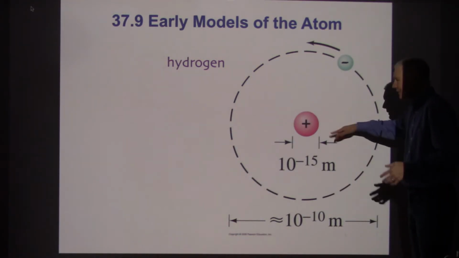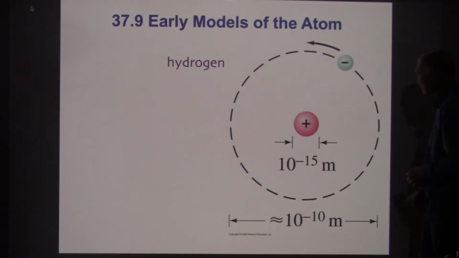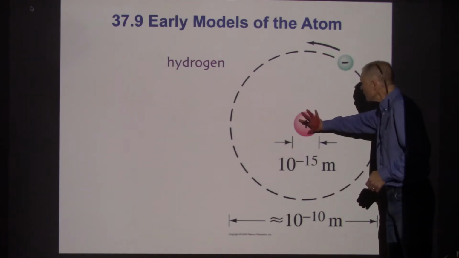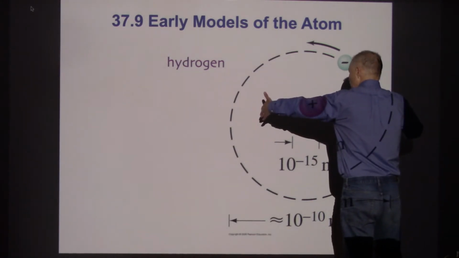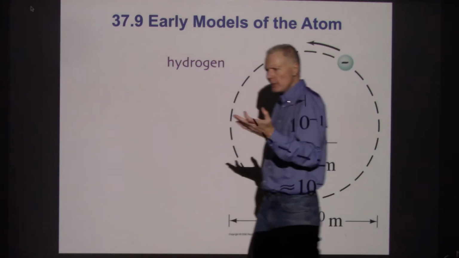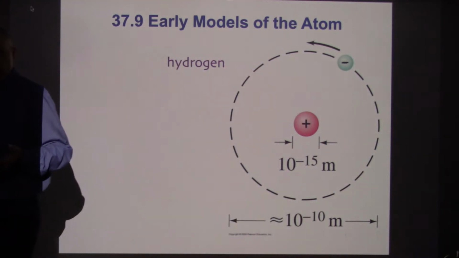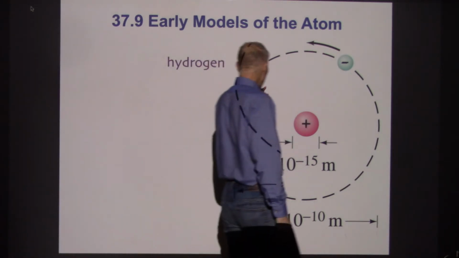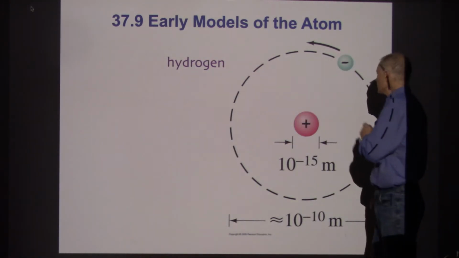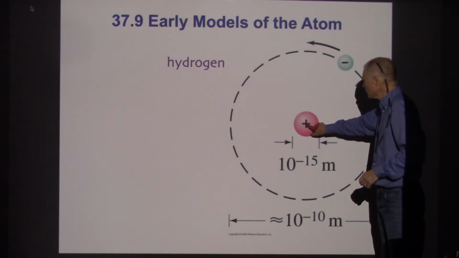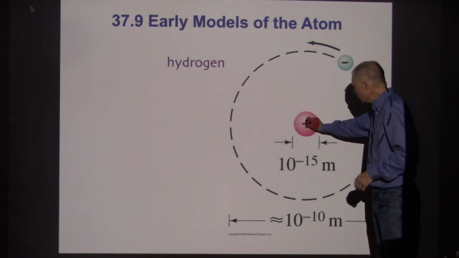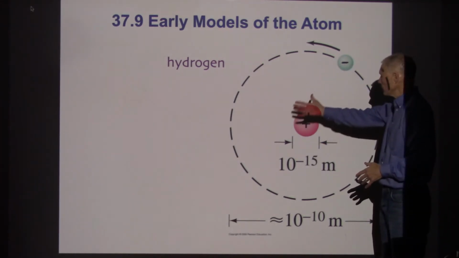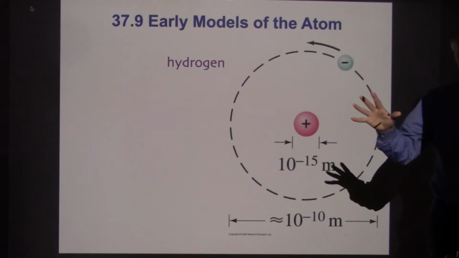You can see they have not drawn this to scale. This is 10^-15 versus 10^-10. That would say the size of the nucleus would be 1/100,000th the size. This would be a tiny, tiny, really tiny speck. It would be hard to even see the proton compared with the size of the region that the electron is filling up.